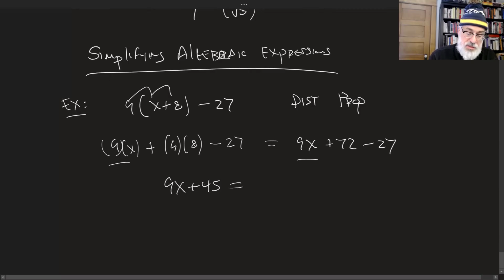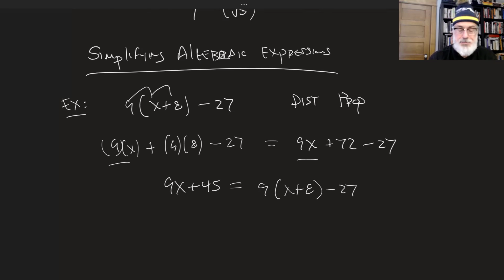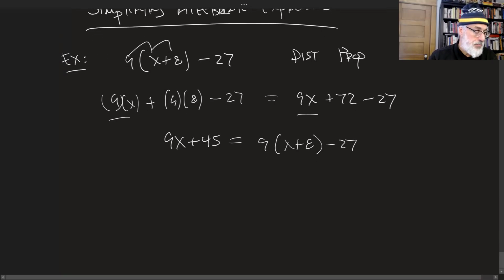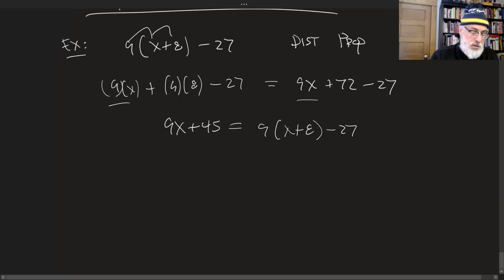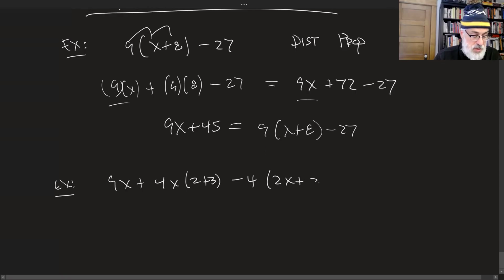If you see, these two things are the same, but one is simplified. One seems a little bit more straightforward. If I want to plug in values for x, it's simpler on the left than on the right. Let's try something a little bit more complex. Again, I'm just going to use integers. So we have 9x plus 4x times (2 plus 3) minus 4 times (2x plus 3x).